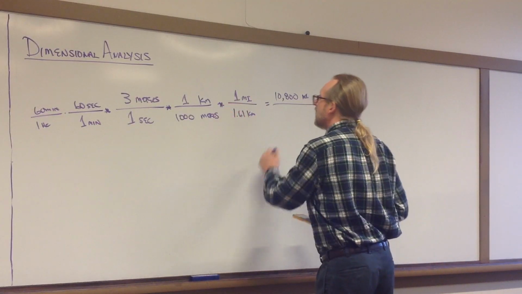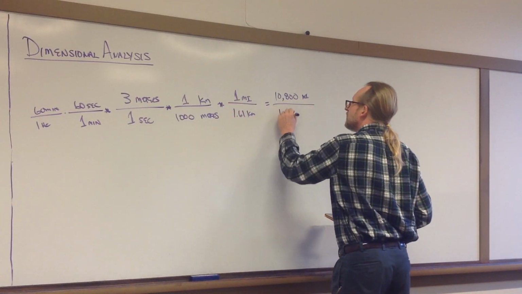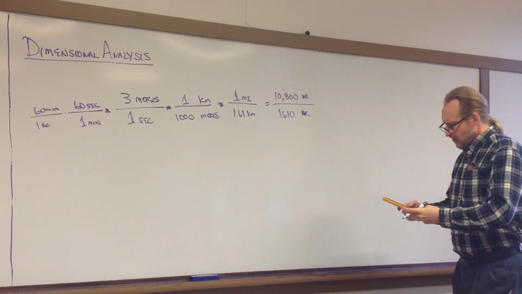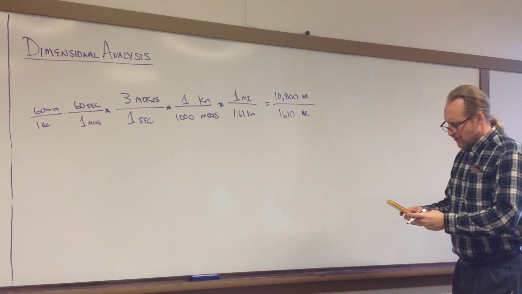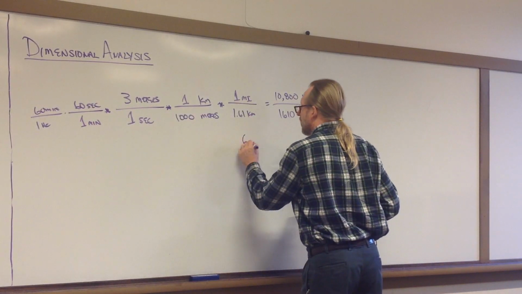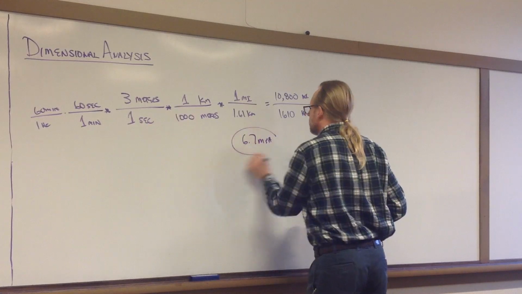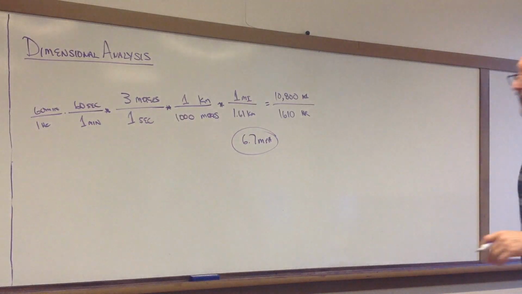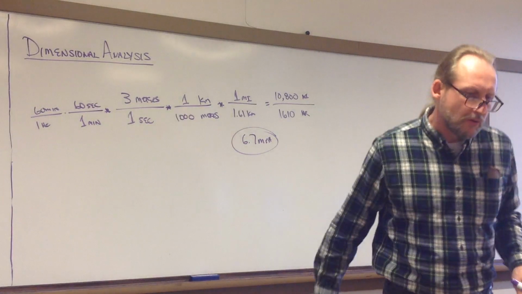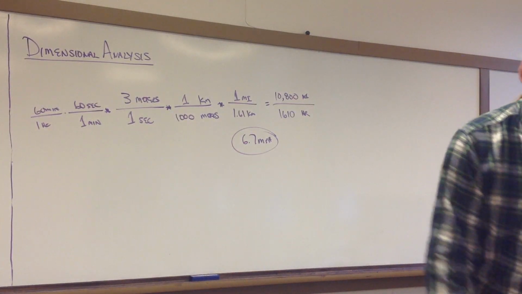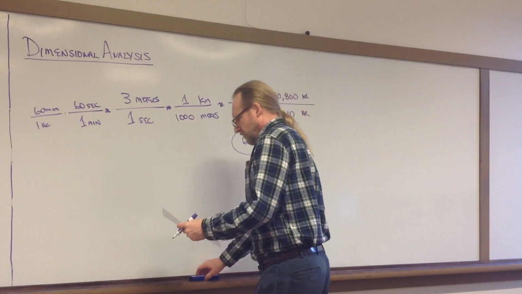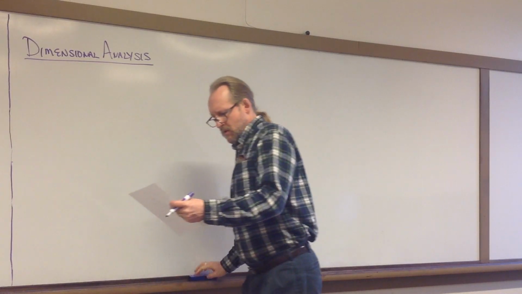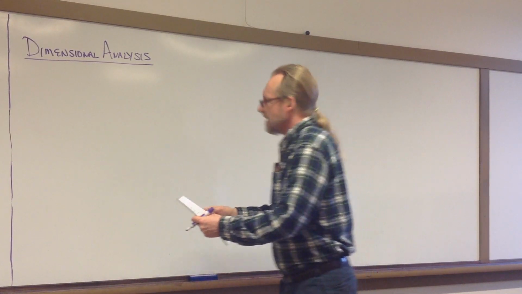10,800. And then on the bottom, it's 1,000 times 1.61, which is 1,610. So now we have to divide. And there it is, 6.7 miles per hour. Same thing we got using the other method. Okay, let's see here. What problem was that? That was problem 12. Let's look at problem 14.